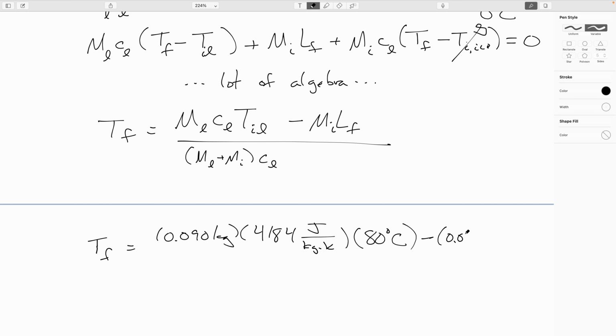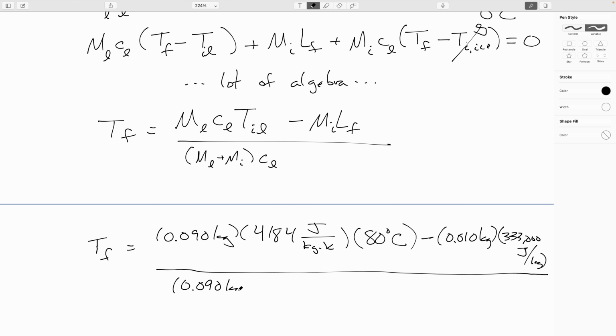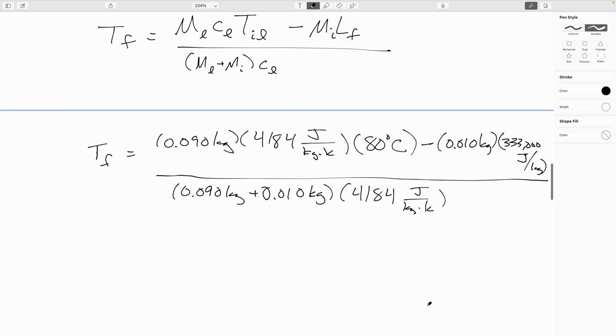Minus 0.010 kilograms times the latent heat of fusion for solid water, which is 333,000 joules per kilogram. I'll take all of that and divide by 0.090 kilograms plus 0.010 kilograms times our 4,184 joules per kilogram Kelvin. And that turns out to be 64 degrees C.